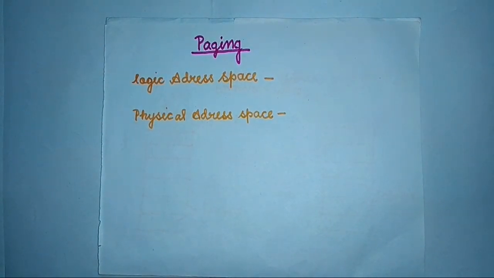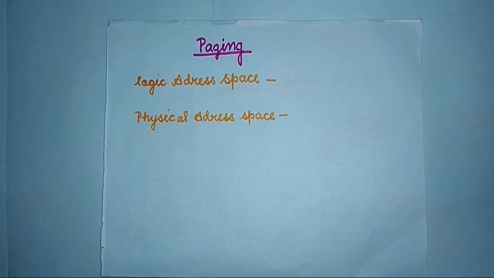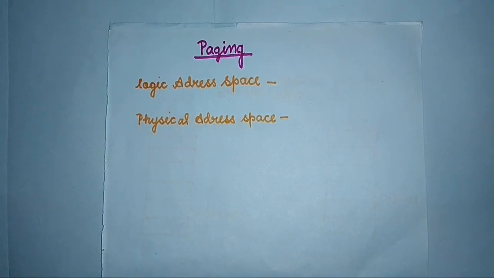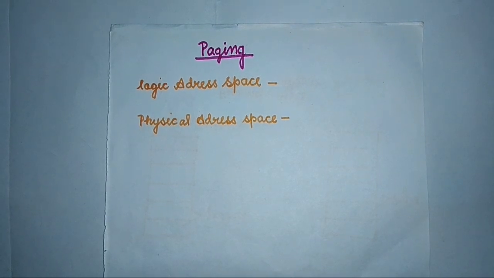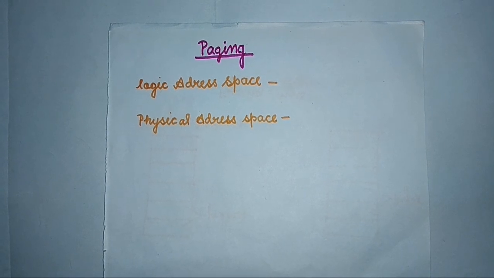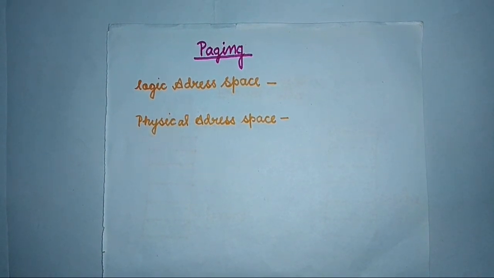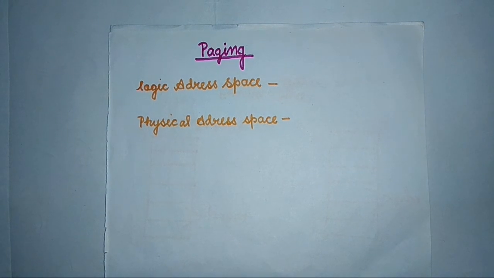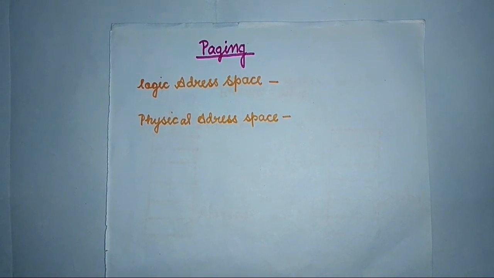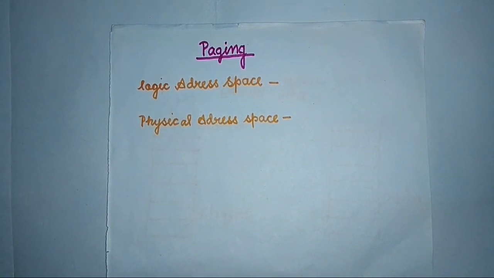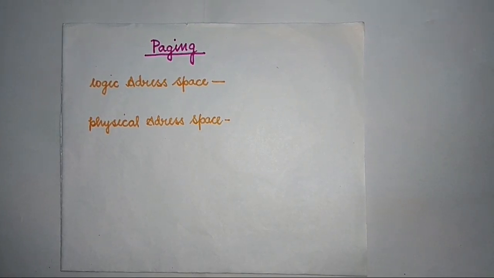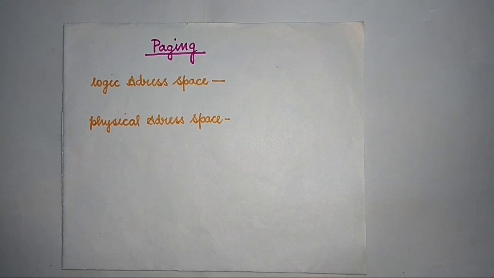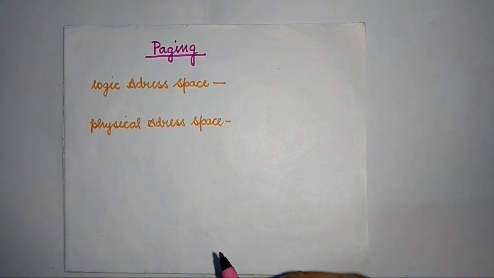So before moving further into this topic, why do we need paging? Because it solves the problem of external fragmentation. So what is paging? Paging is a memory management scheme that eliminates the need for contiguous allocation of physical memory. This scheme permits the physical address space of a process to be non-contiguous. Moving further into this topic, we'll first learn about the logical address space and the physical address space.